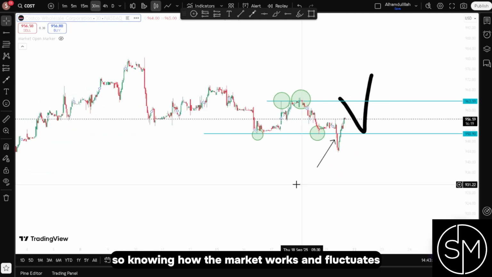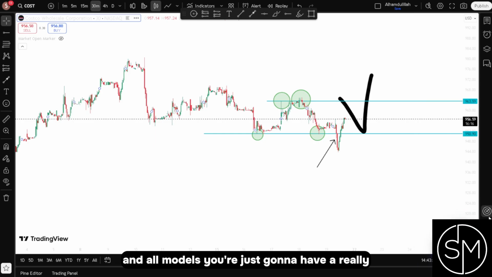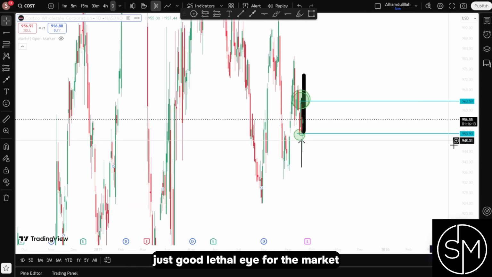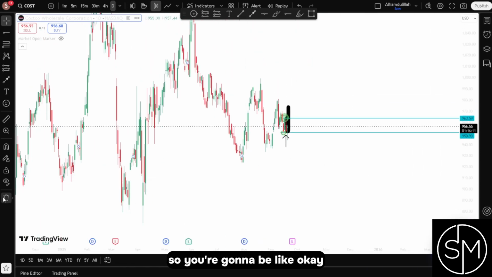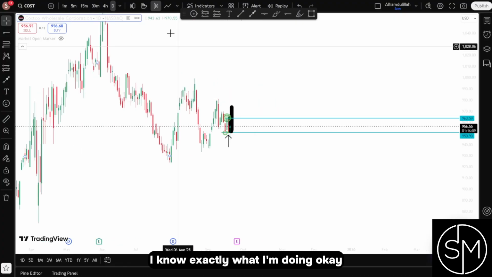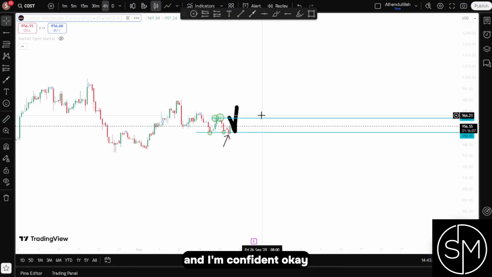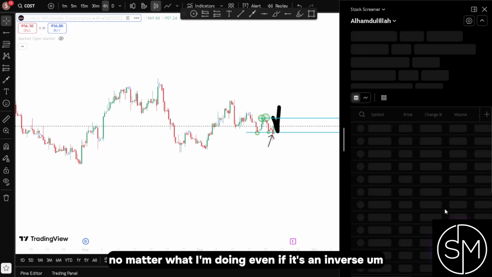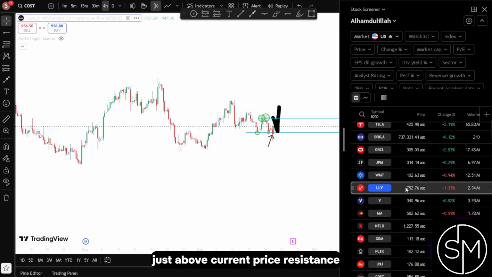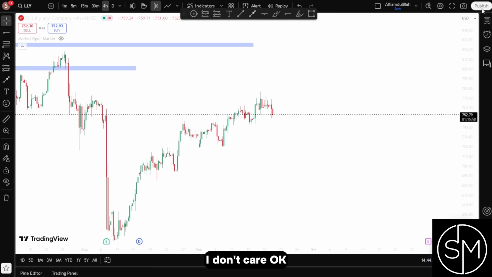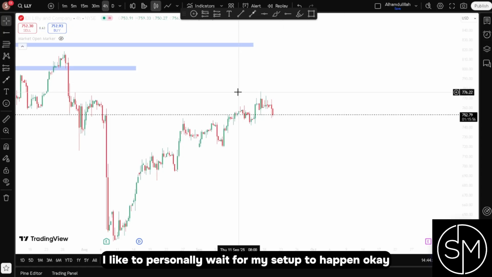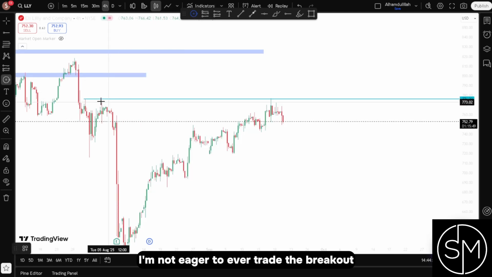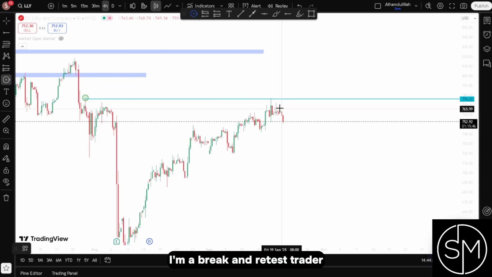So knowing how the market works and fluctuates in all models, you're going to have a really good lethal eye for the markets. You're going to be like, I know exactly what I'm looking for. I know exactly what I'm doing, and I'm confident. Personally, once again, no matter what I'm doing, even if it's an inverse, just above current price resistance, I don't care. I like to personally wait for my setup to happen. I'm not eager to trade anything out of my zone. I'm not eager to ever trade the breakout. I'm a break and retest trader.